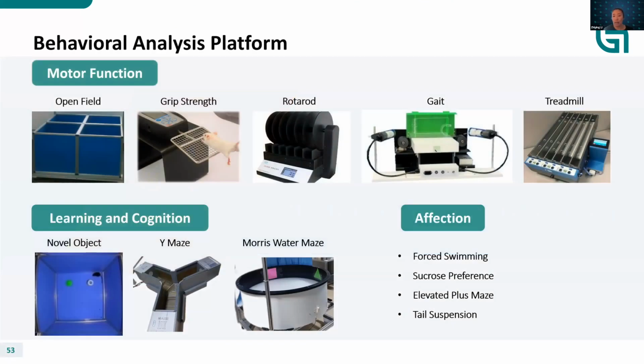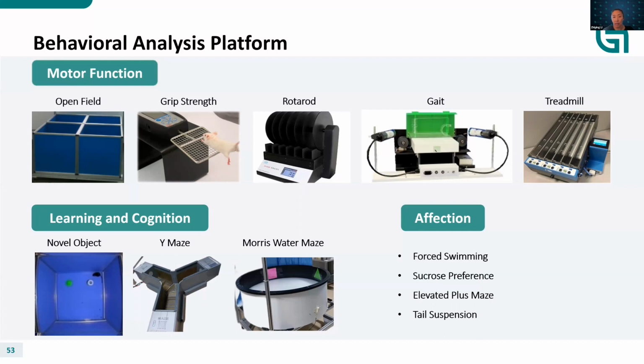So here, as I have shown you results from the several behavioral testing platforms that we have, we can do open field, grip strength, rotarod, gait, treadmill, which I didn't show here. We can also do novel objects, Y-maze, as well as Morris water maze. In addition to those, we also do forced swimming, sucrose preference, elevated plus maze, as well as tail suspension.